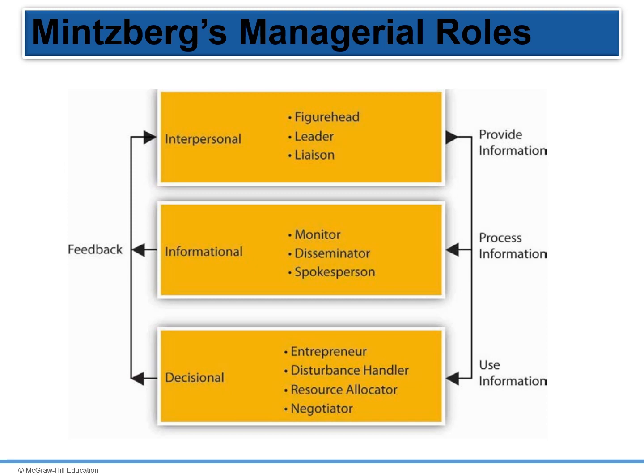Informational roles involve gathering, processing, and sharing information. They connect all aspects of managerial work. Decisional roles involve making choices based on information. They are crucial for effective decision making. Managers are responsible for getting work done through others. This involves four key functions: planning, organizing, leading, and controlling. These functions have evolved over time, reflecting changes in management styles and organizational structure.